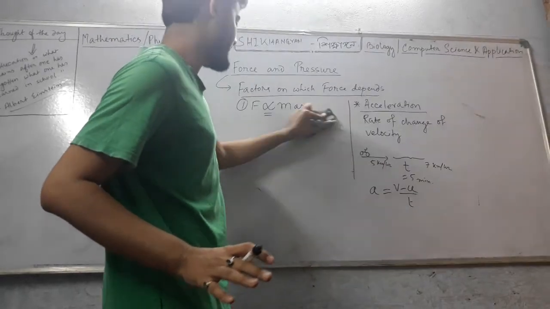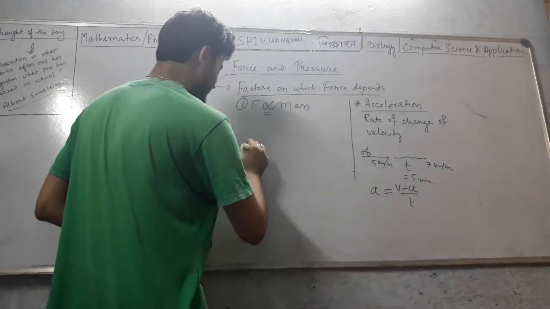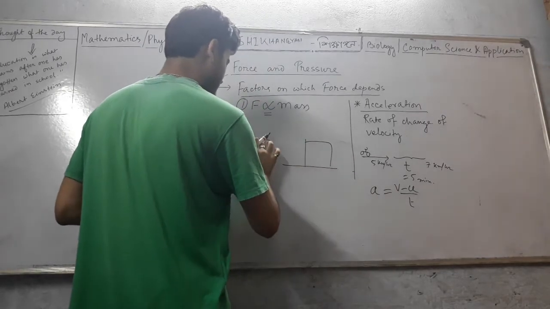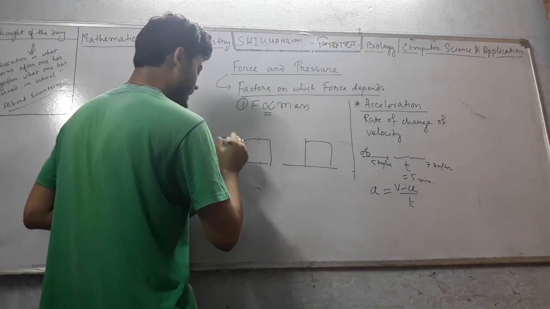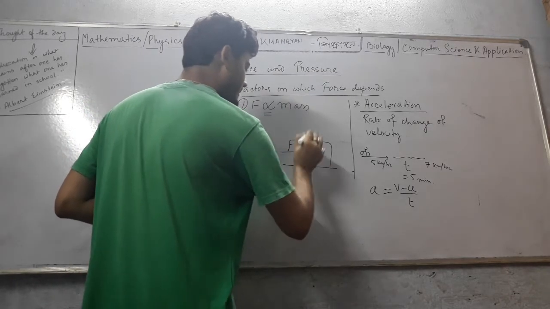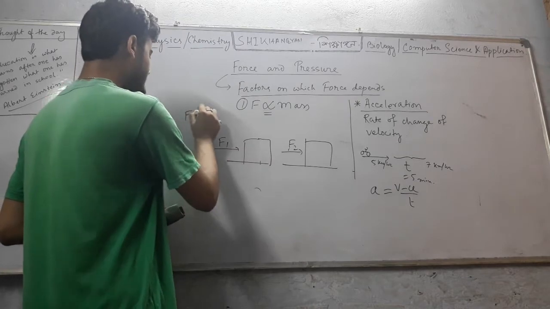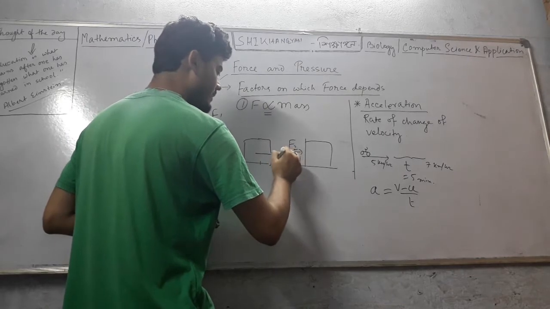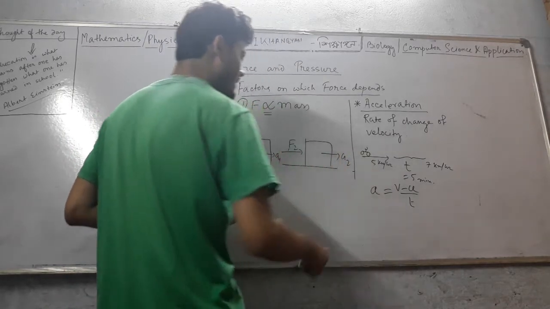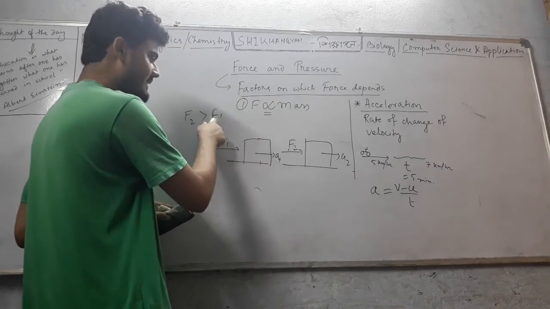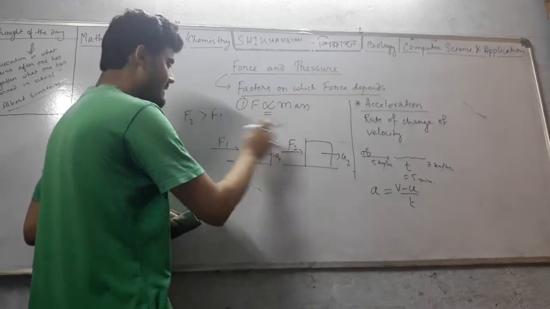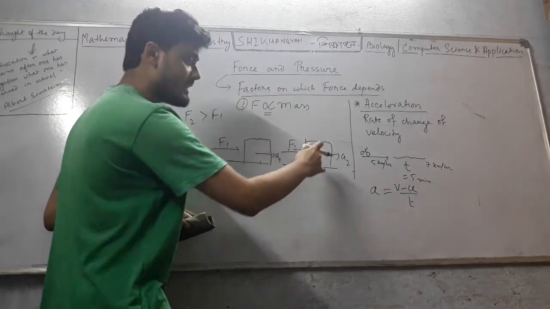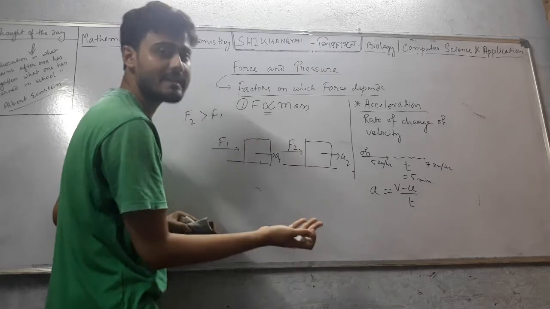Take another example. For the same block, same size block, F1 is applied here and F2 is applied here. Now say F2 is greater than F1. This will move with an acceleration of a1 and this will move with an acceleration of a2. Since F1 is less, it will move slower and the other will move faster. That means it's getting more acceleration and this is getting less acceleration.